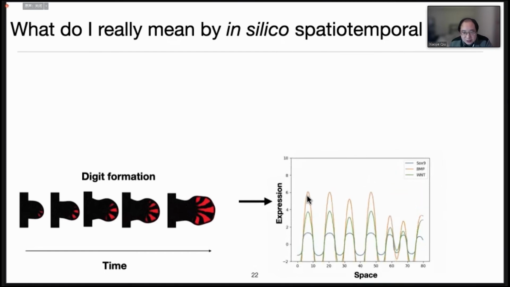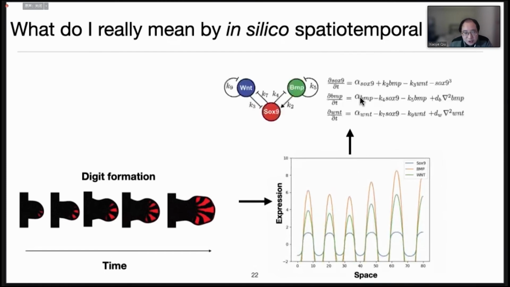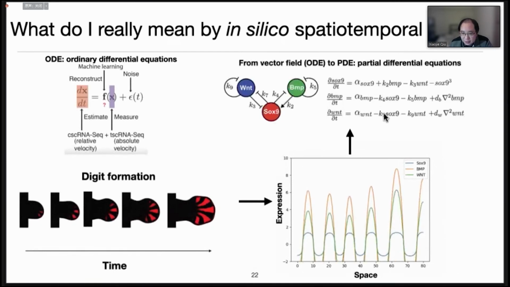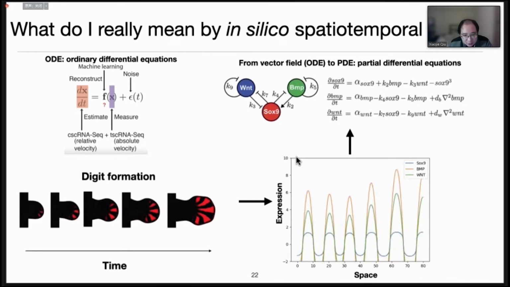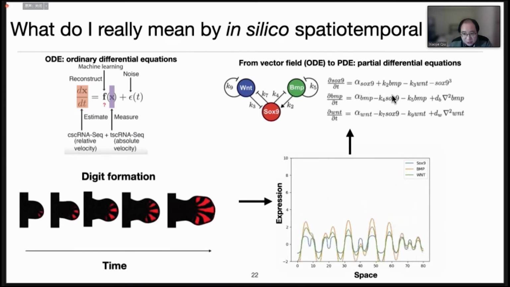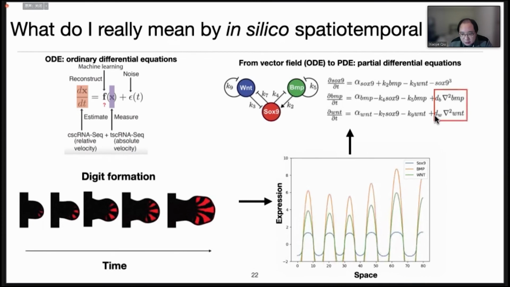What I really want is to learn the functions of this process, as I write down here. In many ways, as you can see, this is similar to the vector field learning reported in our Dynamo paper. But for this digit formation, what we really learn is the partial differential equations, because it also includes spatial diffusion, such as the BMP and Wnt signaling.